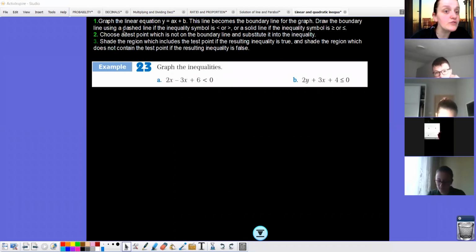Draw the boundary line using a dashed line if the inequality symbol is less than or equal to dashed line. You know what does mean dashed line?